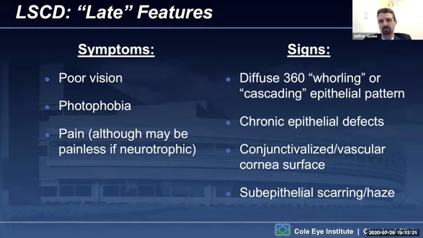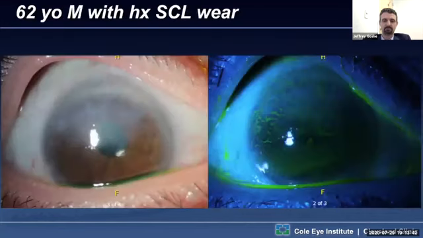These patients often, as they get into the more advanced stages, present with recurring epithelial defects, which can sometimes be mistaken as erosions or other causes. And then to the worst of the worst, the more conjunctivalized or keratinized vascular surface, combined with subepithelial scarring and haze, and these are often severely debilitated patients at this point.